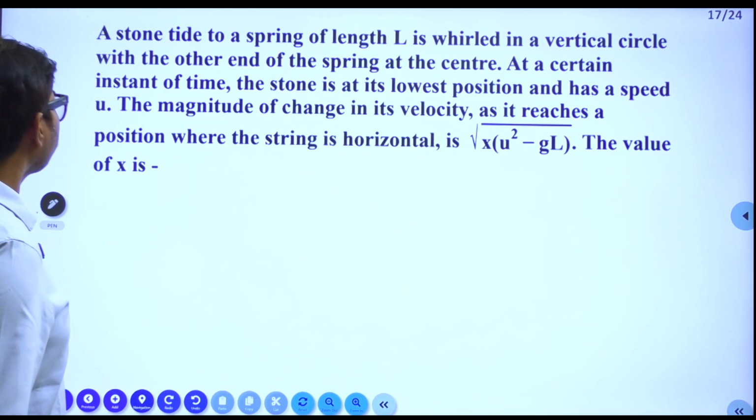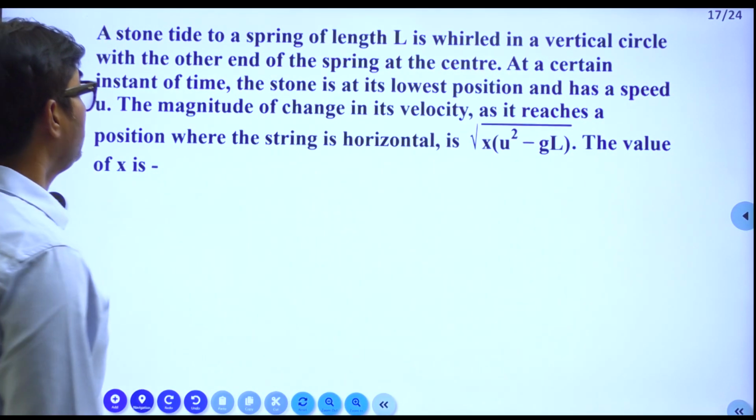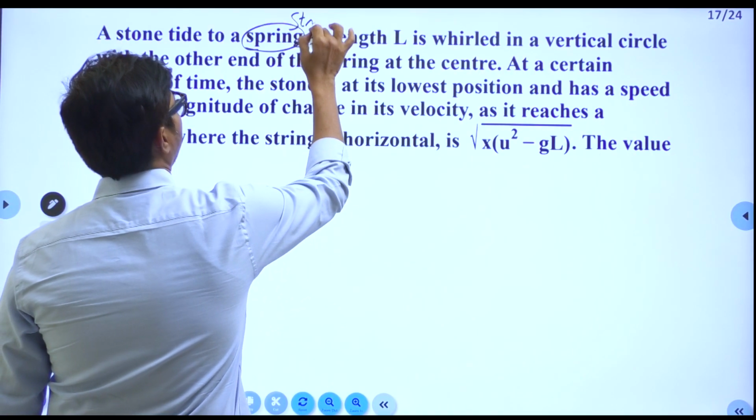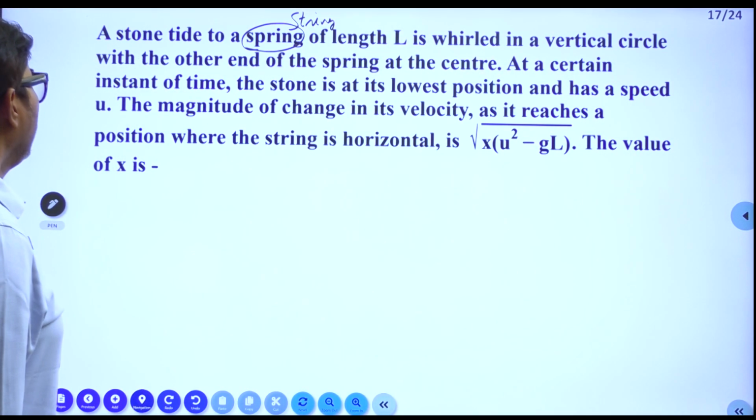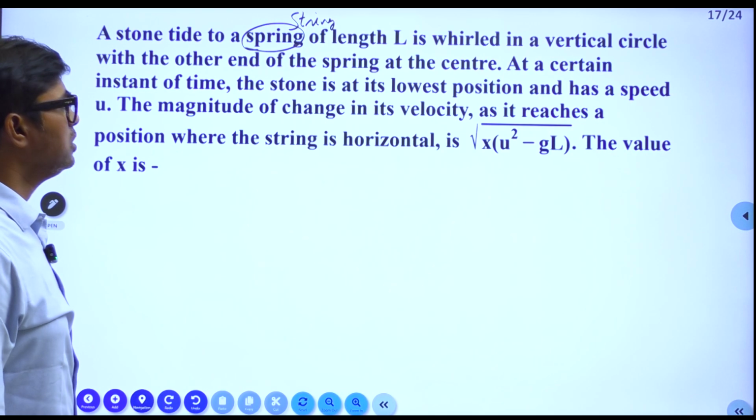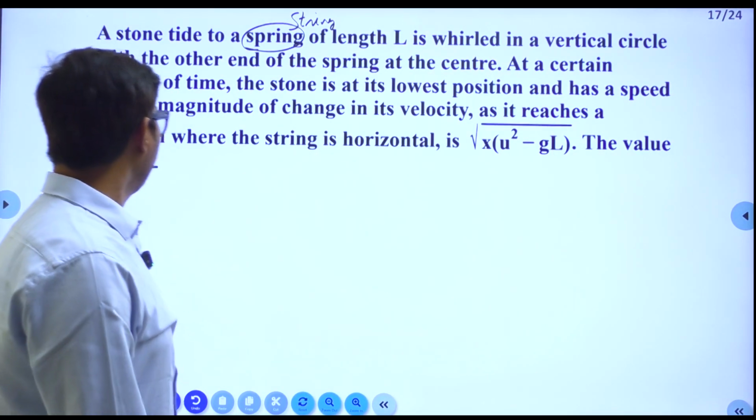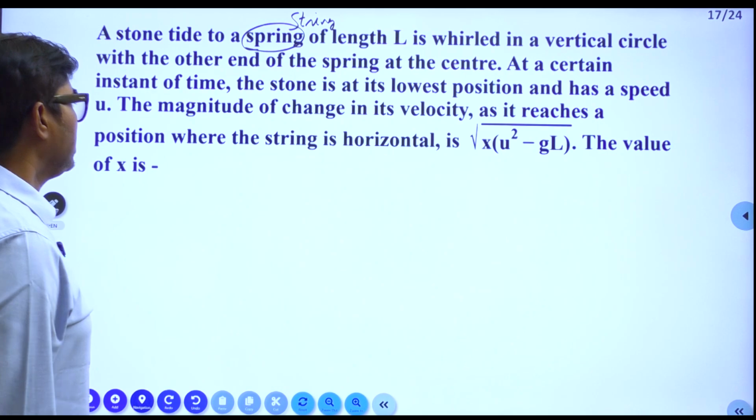Okay, next problem. A stone tied to a spring of length L is whirled. Spring they are talking about, I think this is supposed to be string. It is not spring, string only. Is whirled in a vertical circle with the other end of the string at the center. At a certain instant of time, the stone is at its lowest position and has a speed u. The magnitude of change in its velocity as it reaches the position where the string is horizontal.